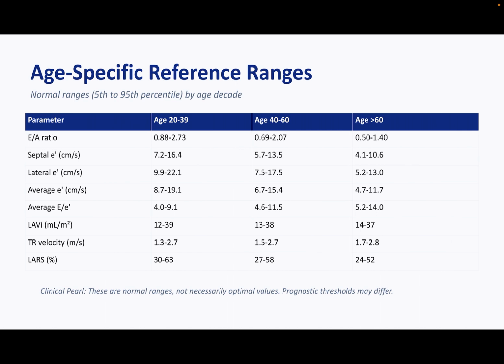The E to A ratio falls dramatically with age, from 0.5 to 2.7 in young adults to 0.5 to 1.4 in those over 60. An E to A ratio of 0.7 in a 65-year-old is completely normal. The same value in a 35-year-old warrants investigation. When you are reading an echo on a 72-year-old with septal E prime of 5 and an E to E prime of 13, don't reflexively call grade 2 diastolic dysfunction. Check the age-specific ranges to get a full picture.